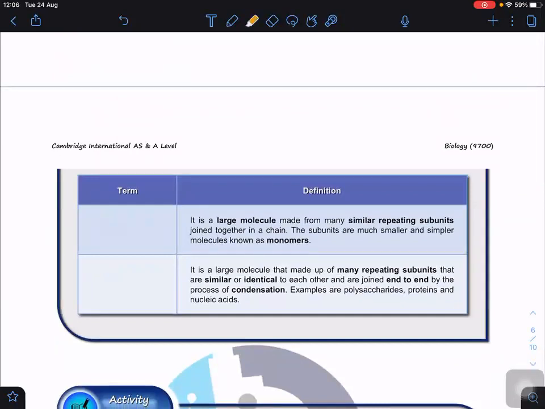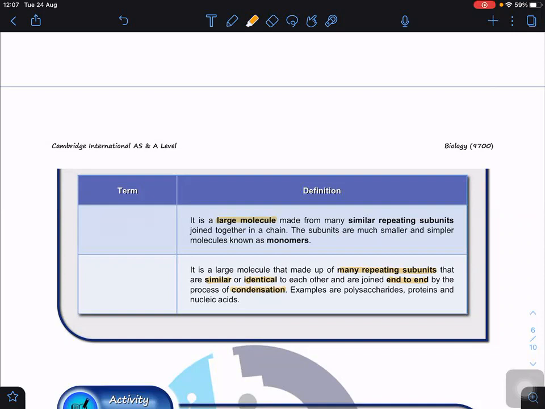So it's a large molecule, or we sometimes call it a huge or giant molecule, made from many similar repeating subunits joined together to form a chain. So the subunits are much smaller and simpler molecules known as monomers. But if you look at the definitions, the second and the third are almost identical. It's also a large molecule made up of many repeating subunits that are similar or identical to each other and are joined end to end, but highlight here, by the process of condensation.